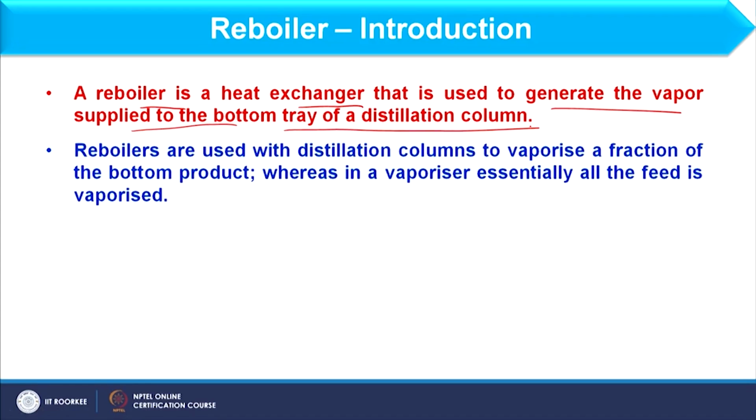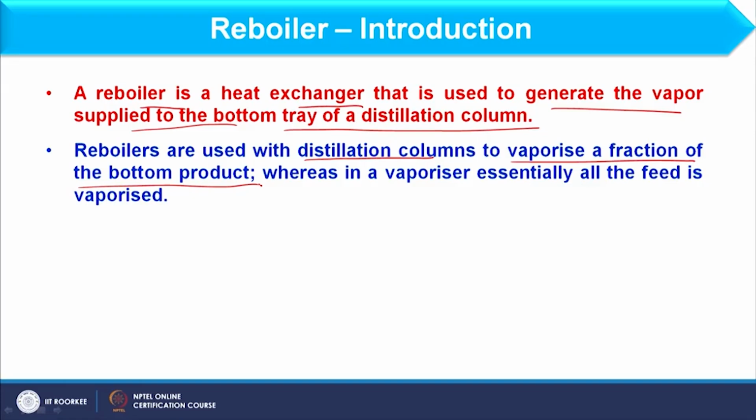Reboilers are used in distillation columns to vaporize a fraction of the bottom product. So, the bottom liquid enters into the reboiler where some section of it is converted into vapor, and that vapor-liquid mixture returns back to the distillation column.